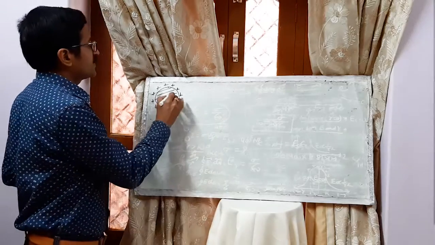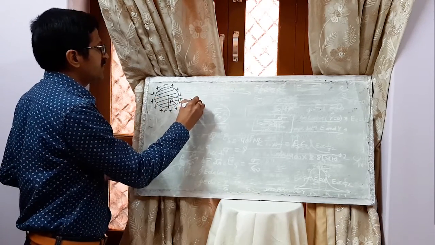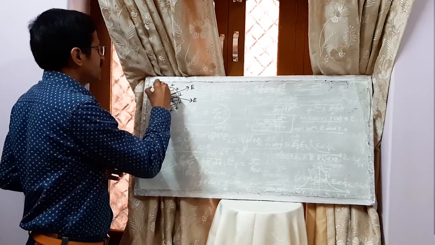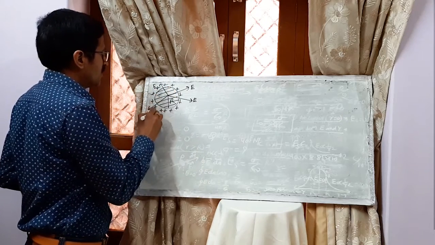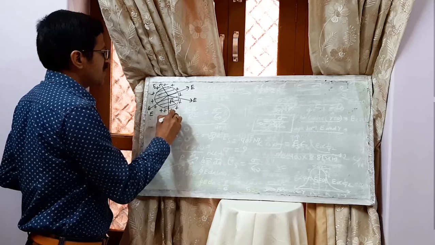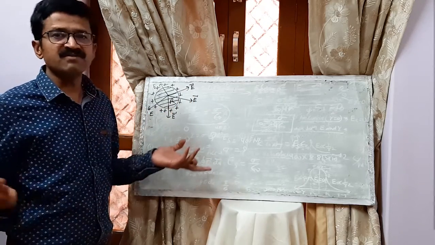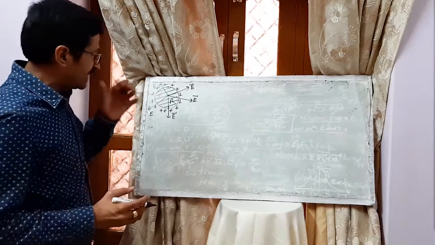Now, what about the direction of electric field intensity? It will be outward, normal and radial like this. Radial means along the radius, outward due to positive charge. If there is negative charge, it will be inward. Now, how to find electric field intensity?